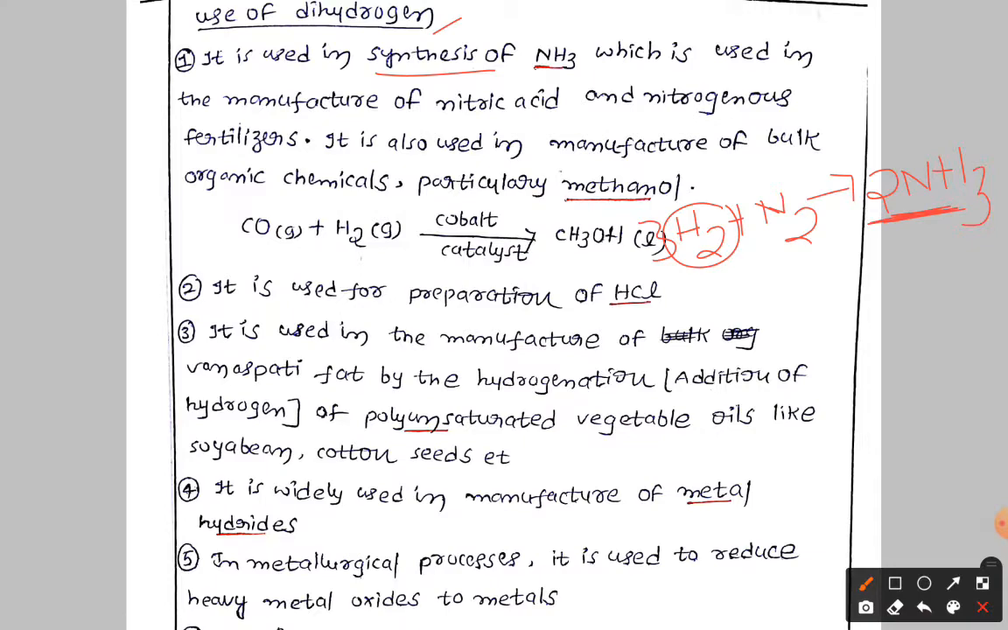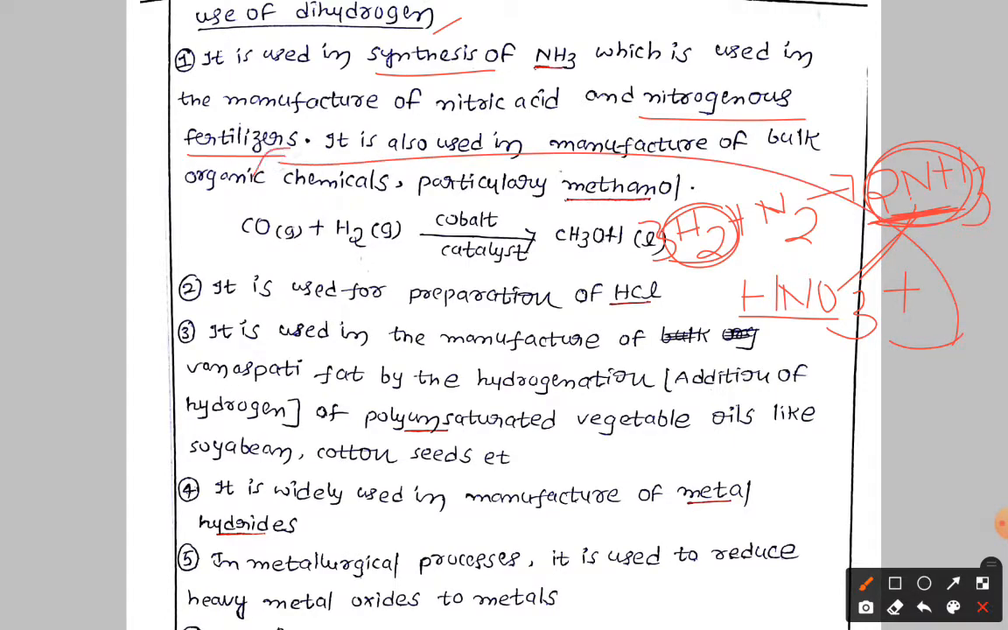Ammonia. Now, this ammonia we can use for the preparation of nitric acid, HNO3, and some nitrogenous fertilizer like urea, as you know very well. So this dihydrogen is used for the preparation of ammonia. This ammonia is used for the preparation of nitric acid and what? Fertilizer like urea. And it is also used in the manufacture of bulk organic chemicals, particularly what?